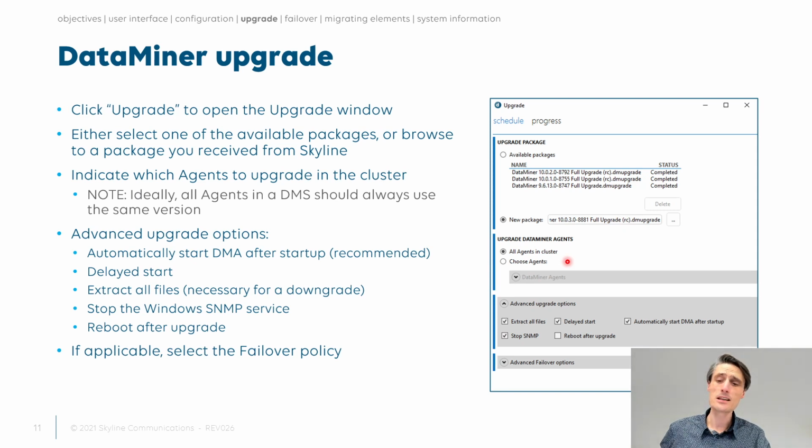Which DataMiner agents do you upgrade? I would recommend just to leave that on all DataMiner agents in the cluster. It is technically possible to choose and select some of the DataMiner agents or nodes in your system, but typically all the agents need to run on the same version to avoid version conflicts. It is highly recommended and I would say almost required that your DataMiner agents are running the same version. Maybe there is some kind of small upgrade package you can install on one agent under special circumstances, but typically all agents. What are the advanced options?